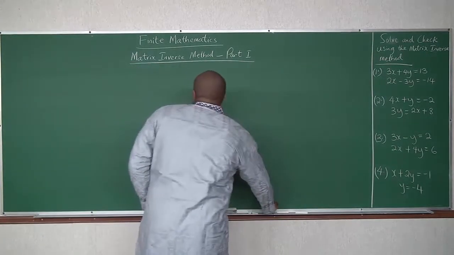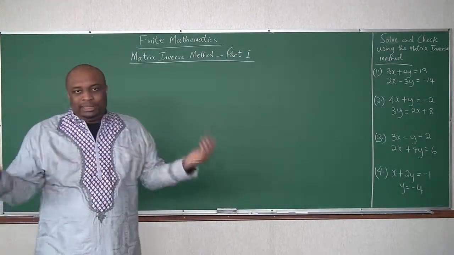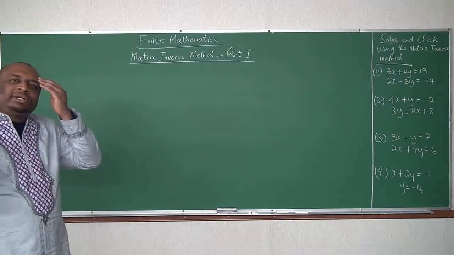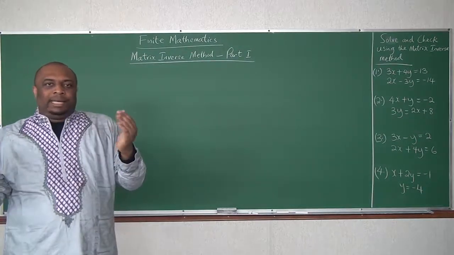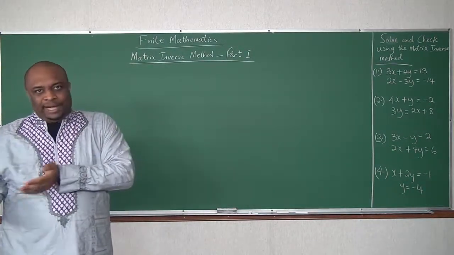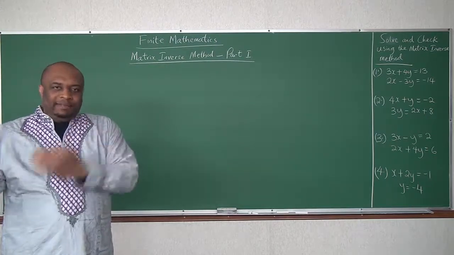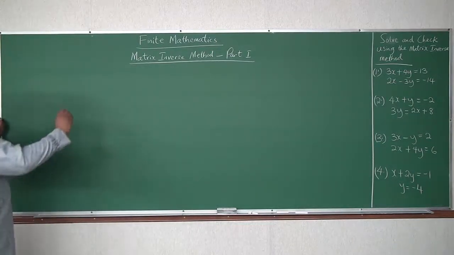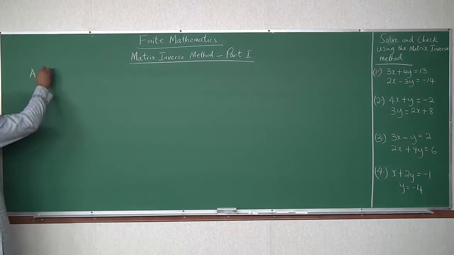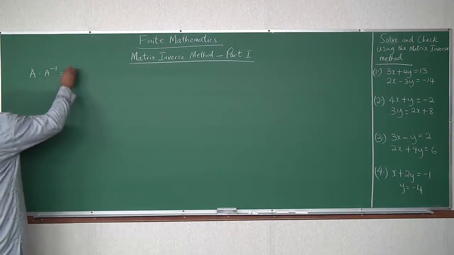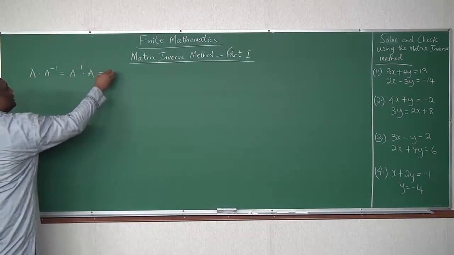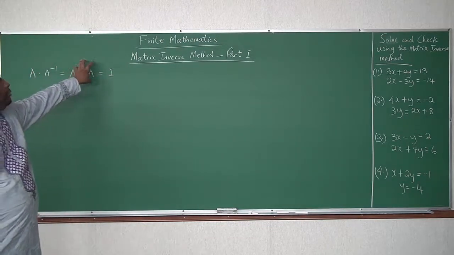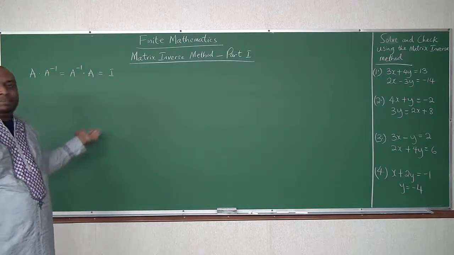Now, let us look at the matrix inverse method and see what it is about. The matrix inverse method stems from the idea that a matrix times its inverse will give you an identity matrix. We have discussed it before. A times A inverse is the same thing as A inverse times A, which is equal to an identity matrix. So this is the principle on which the matrix inverse method is based.